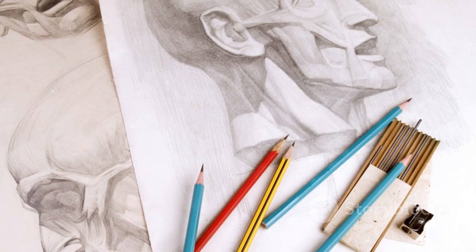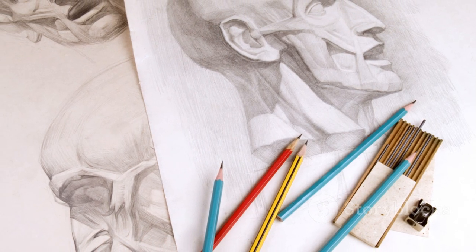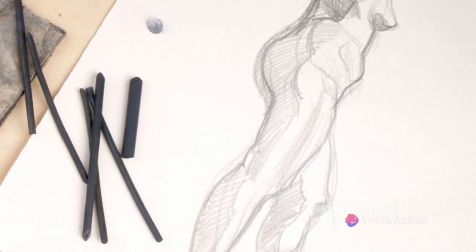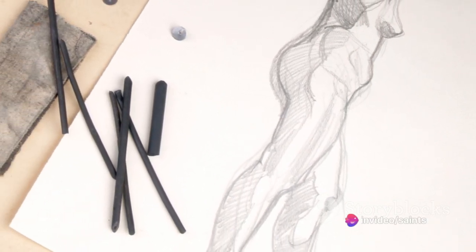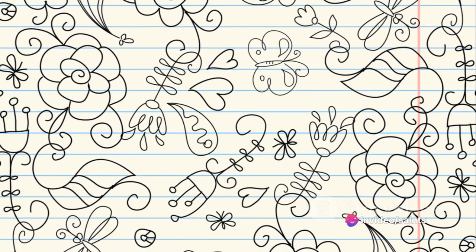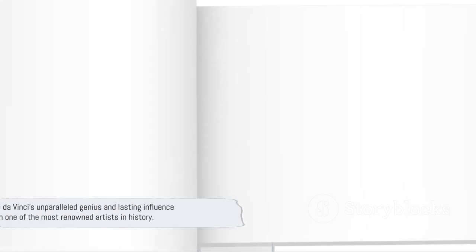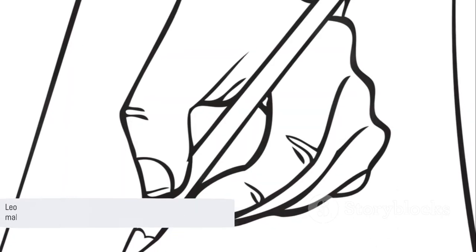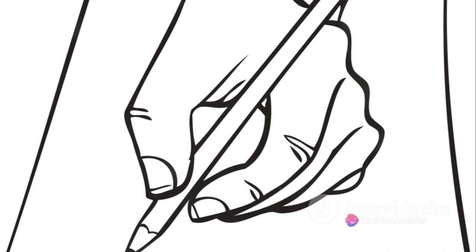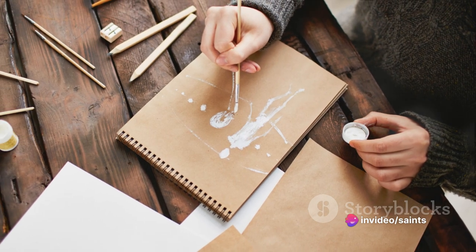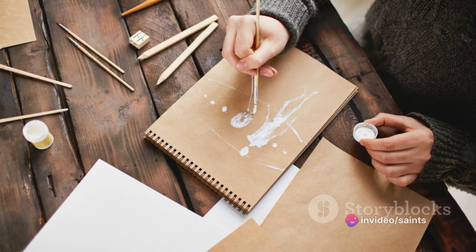Beyond his art, da Vinci's detailed anatomical sketches and innovative engineering designs showcase his unquenchable curiosity and profound understanding of the natural world. His notebooks, filled with sketches and observations, reveal a mind constantly probing, constantly questioning. This marriage of art and science, of observation and imagination, is what sets da Vinci apart. Leonardo da Vinci's unparalleled genius and lasting influence make him one of the most renowned artists in history.